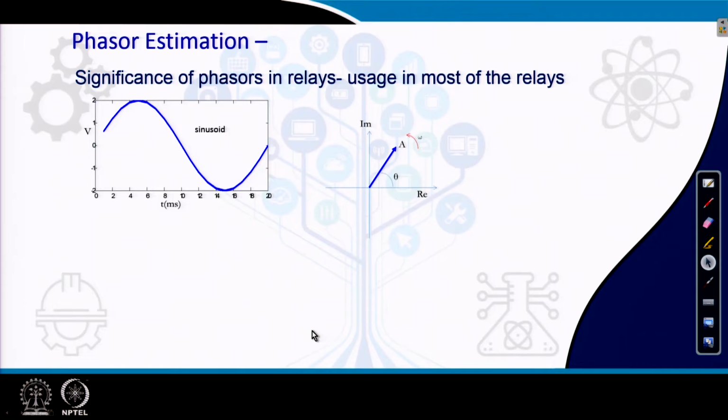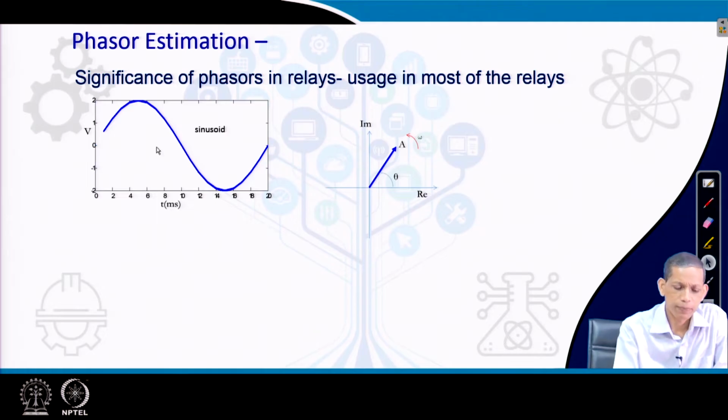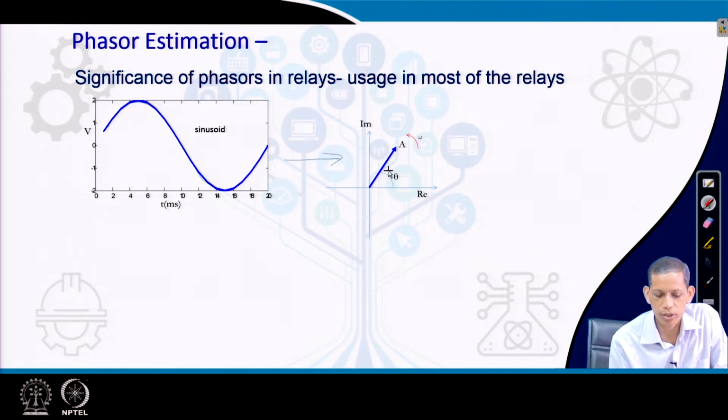Now, we know that a phasor represents a sinusoidal quantity, like you see here, this voltage signal. This can be represented in terms of a phasor, an anticlockwise rotating vector with the same speed omega as that of the sinusoidal quantity. This vector is represented by magnitude A, and its projection on the y axis represents this sinusoidal quantity.